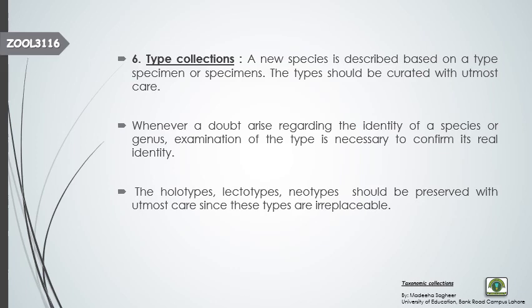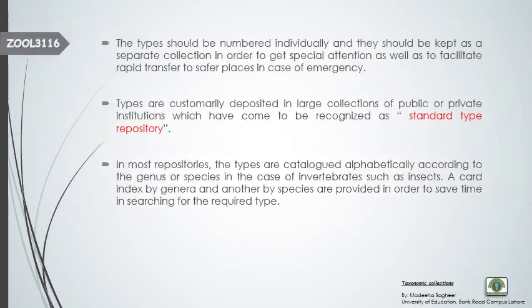All holotypes, lectotypes, neotypes, all these types should be preserved because they cannot be replaced. And the types should be numbered individually, and they should be kept as a separate collection in order to get special attention. And they should be facilitated for rapid transfer in case of emergency. This is what I told you in your previous slide. I gave the example of the Second World War.